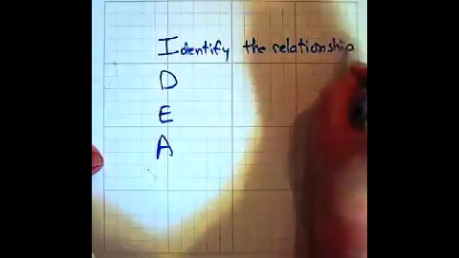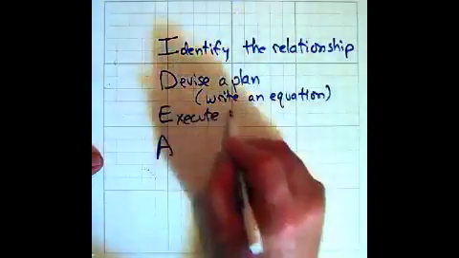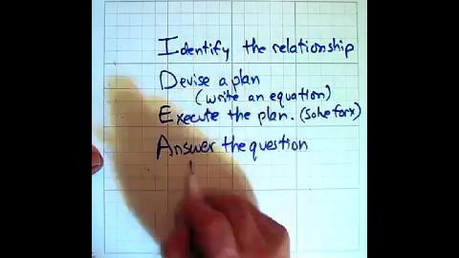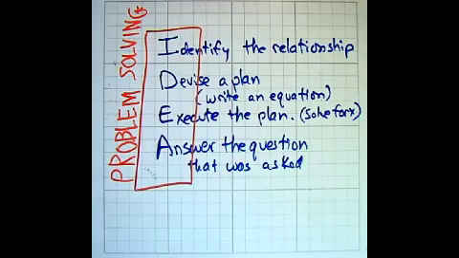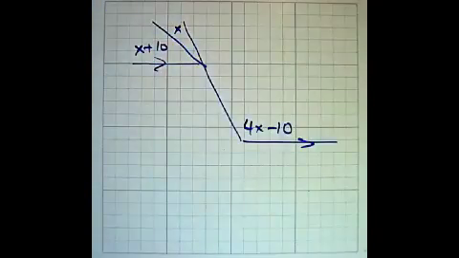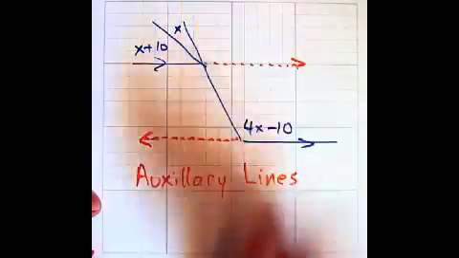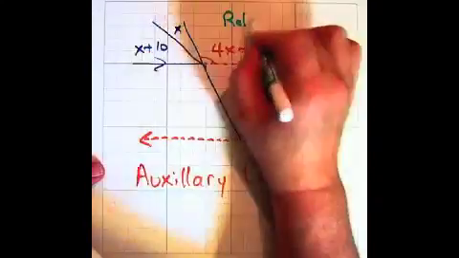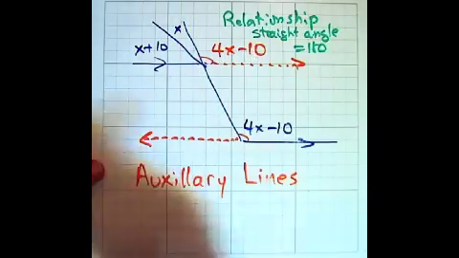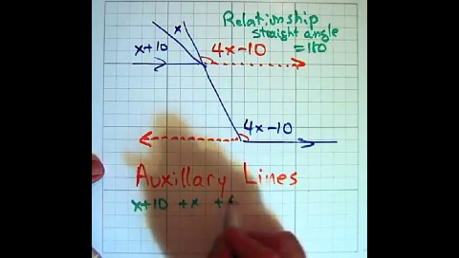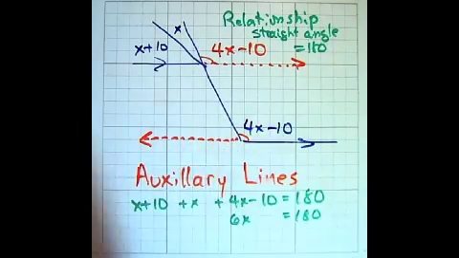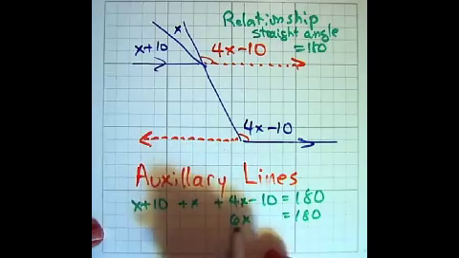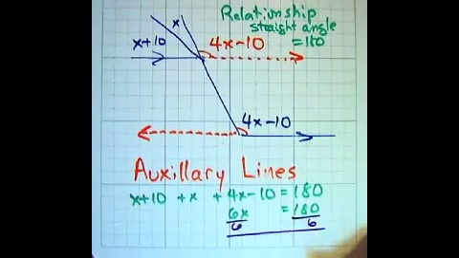I'm going to show you a problem-solving strategy. You identify the relationship, you devise a plan, that is, you write an equation, execute the plan, and then answer the question that is asked. This will get you through just about any problem. And here we have a problem. We're going to talk about auxiliary lines. You could extend the lines. If you do that, it might be easier to identify the relationship. Like right here, we have a straight angle. So if you add up all three of these angles, you're going to get 180 degrees, and you can easily solve for x. Divide both sides by 6, x is equal to 30 degrees.